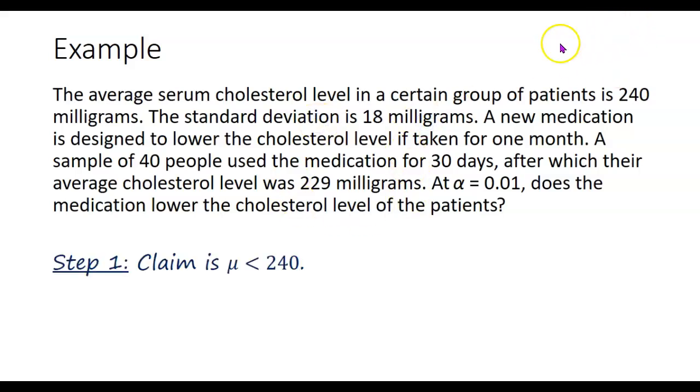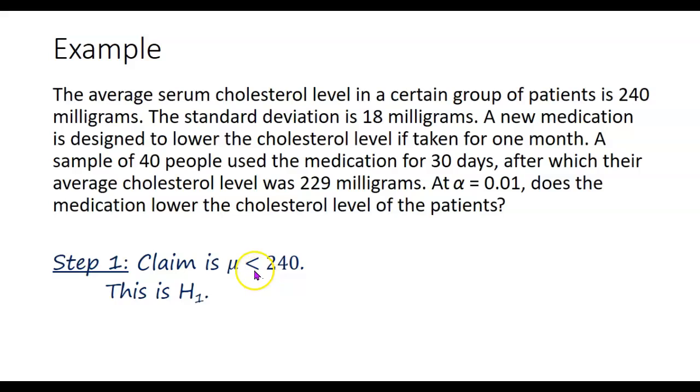Now, step 1, the claim that we're testing is that mu is less than 240. After all, we're trying to figure out, does this medication lower the cholesterol level? Does it make it lower than what it was without the medication? So without the medication, it was 240. So if the medication lowers the cholesterol level, that means that the average cholesterol level of people in this group who take the medication for 30 days should be less than 240. So that would be the claim.